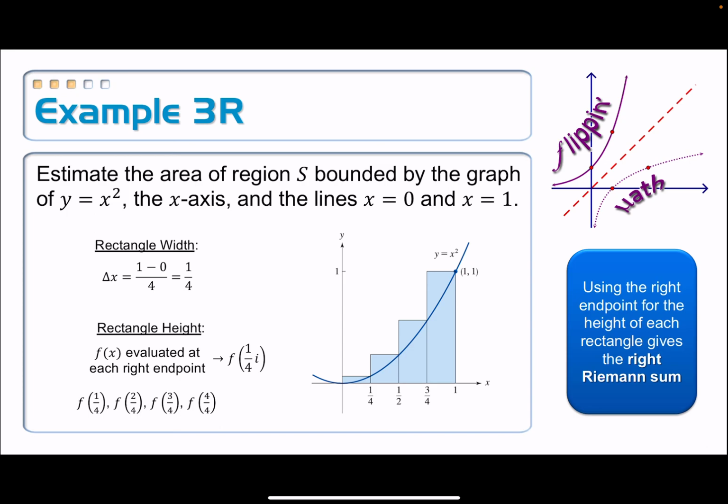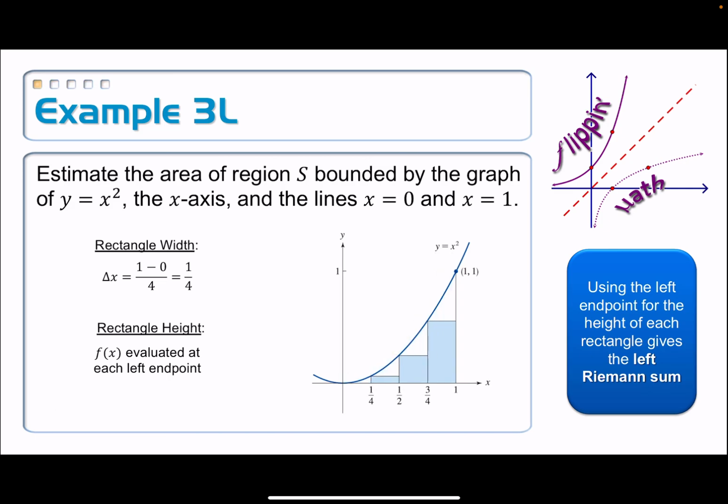But we don't have to just use the right side. We could have used the left side. We can see that this is too big. So in the next instance of this, we're going to look at it from the left-hand side. So if we use the left endpoints, this is what it's going to look like. And you can see that this one is going to be an under approximation. And this always happens whenever you have an increasing function.